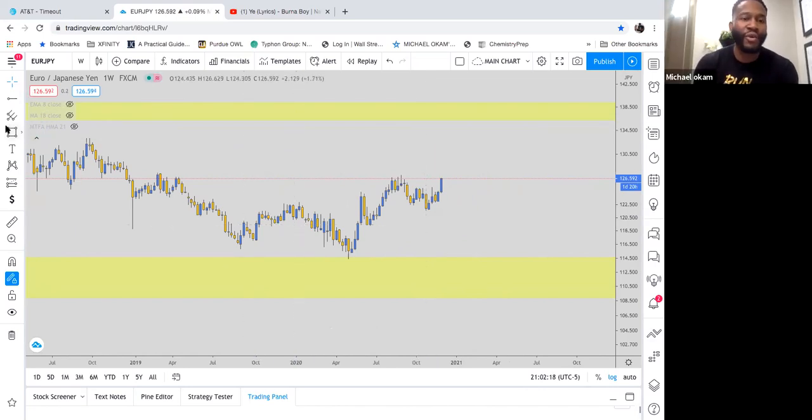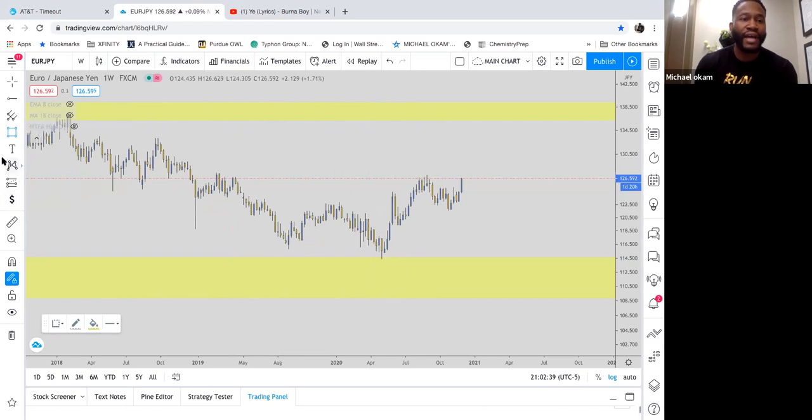Guys, on the weekly time frame, I'm only looking for really price action. What do I mean by price action? Where price is currently at, right? I'm looking at these candles. I see all these candles right here creating structure. I'm not necessarily looking for structure at this point, but it's okay to know what type of structure the market is making.